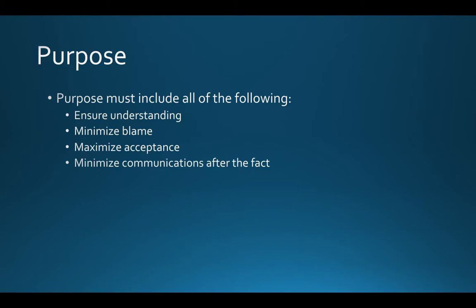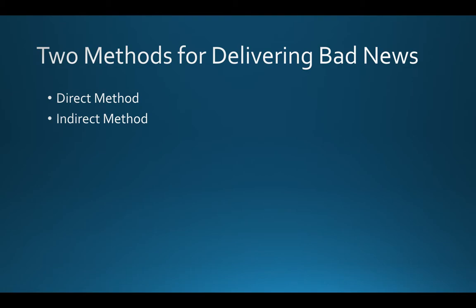Now that last one also becomes very important if you understand that time really is kind of precious in the workplace. In other words, time costs money. And if you are dealing with these communications after the fact, then it's taking you away from being productive on other tasks. So all four of these purposes must be understood, and they must somehow be achieved when writing some type of bad news communication. So again, I mentioned there are really two methods for delivering bad news. There's a direct method and an indirect method, and let's look at both of those in turn.